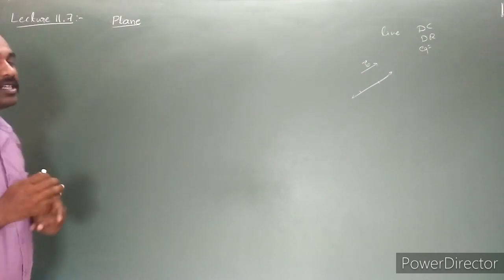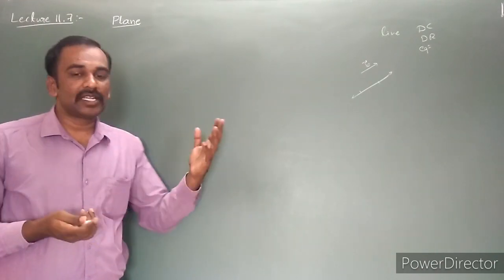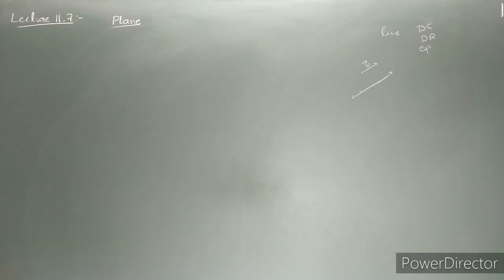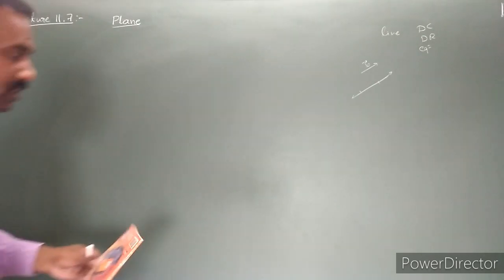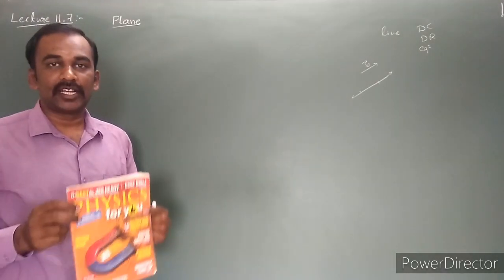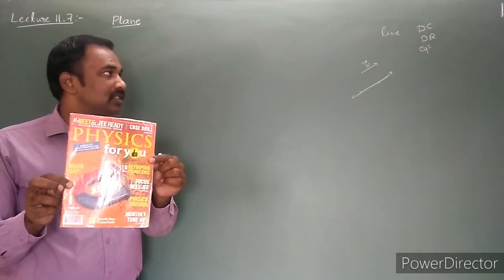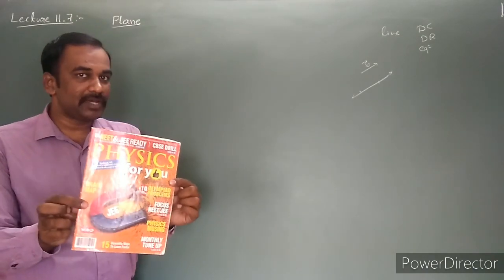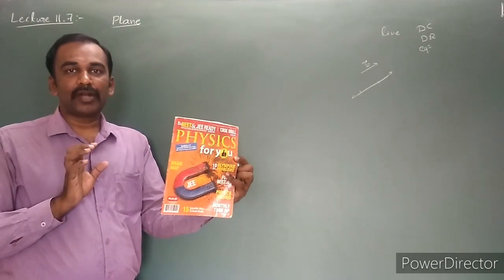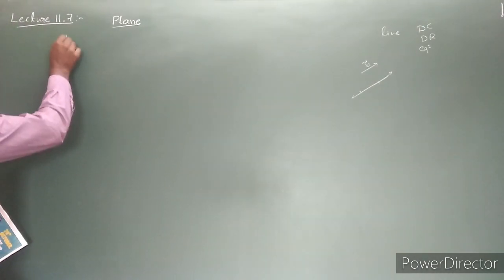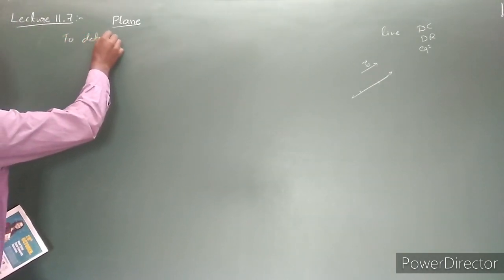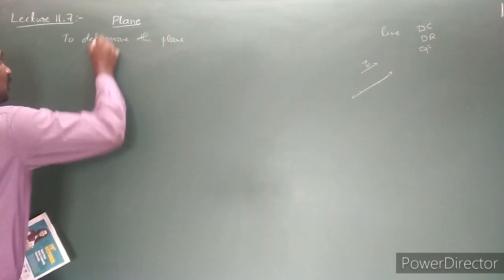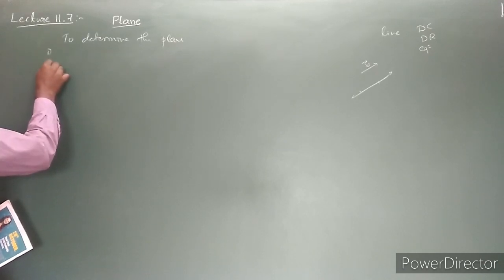Now, the next topic is the plane. Instead of considering the line, we are going to consider the plane. Suppose a plane is there, and I need to define or determine this plane. This plane is present in the space. So how do we determine this plane? To determine the plane in the space, there are three conditions.